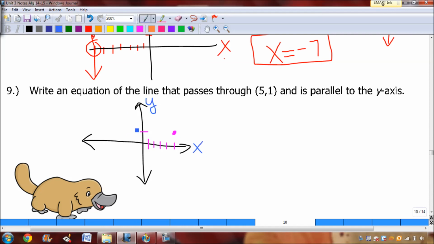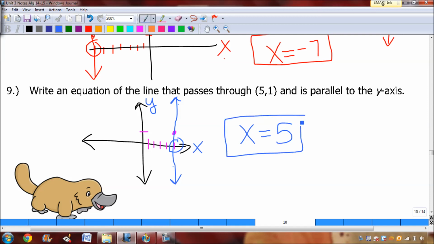Well, here's my y-axis right here. So a line that's parallel to it will be another vertical line. So since this is a vertical line right here, the equation of every vertical line will always start off with x equals because it crosses the x-axis. And every single x-coordinate is the same number no matter where it is on the line. What is that number? 5. So x equals 5. Okay?